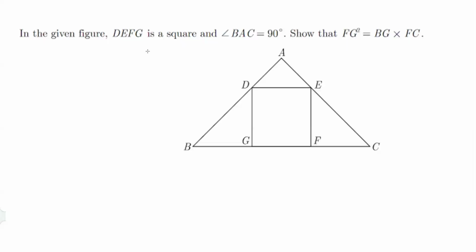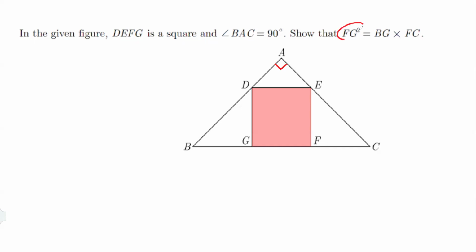Here we have one question from the chapter Similar Triangles. As you can see, we are given a figure and it's mentioned that DEFG is a square. So this is a square here. Further, this angle is given as 90 degrees. That is the angle here. This is mentioned as 90 degrees.